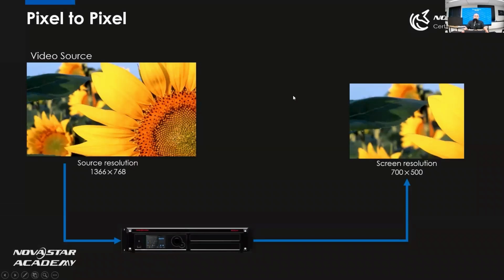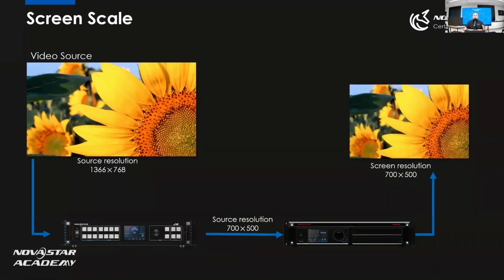So that means we need to add one more device in this structure. Here we just add one more device, which is the video processor. So the structure becomes the video source, the video processor, the sending controller, and the screen. After scaling the resolution of the image through the video processor, the image fits our screen size, the resolution. So then we can get a complete display of the image.